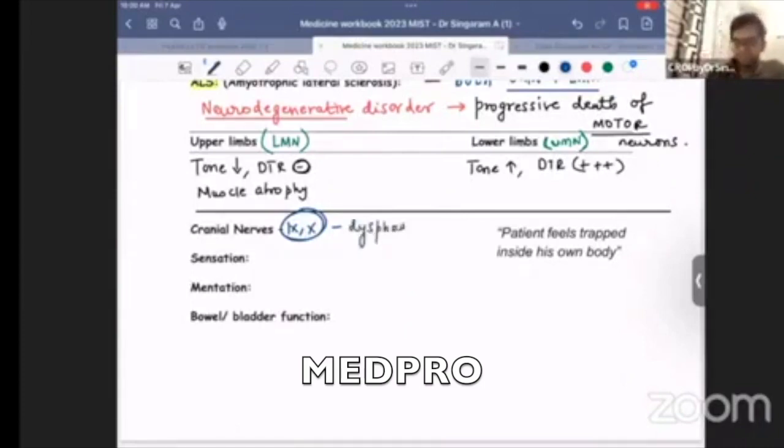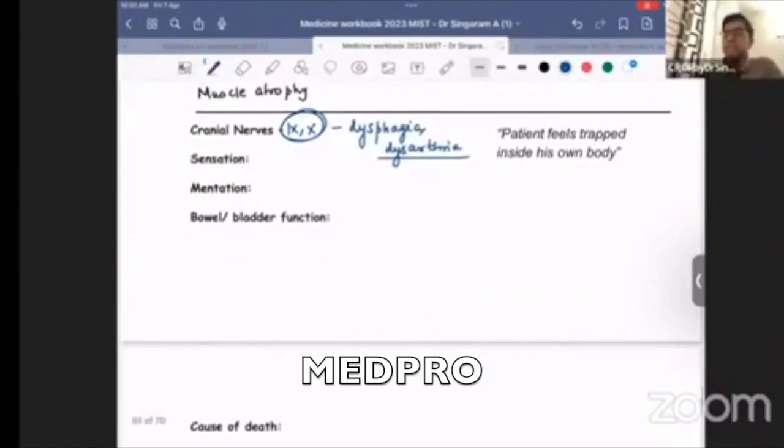They can have difficulty in speech. What is that? Dysarthria can be present. All those things can be there. Dysphagia, dysarthria: difficulty in swallowing, difficulty in articulation, all these things can be present. It is due to involvement of the 9th and 10th cranial nerves. Now, what about sensation? What about mentation? What about bowel or bladder function? Will it be affected or not affected? Completely normal.